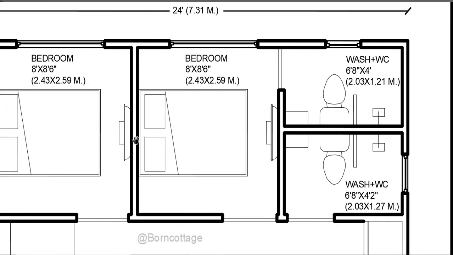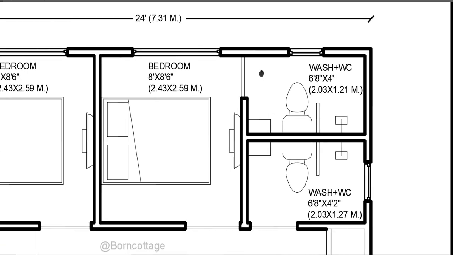The size of this bedroom is 8 feet into 8 feet 6 inches, in meter 2.43 into 2.59 meter. You can see here the bed arrangement, TV unit arrangement and also large size window for ventilation and light purpose. And we have attached washroom plus water closet with this room.